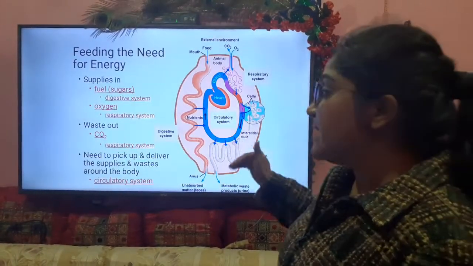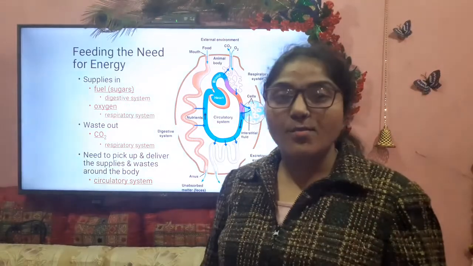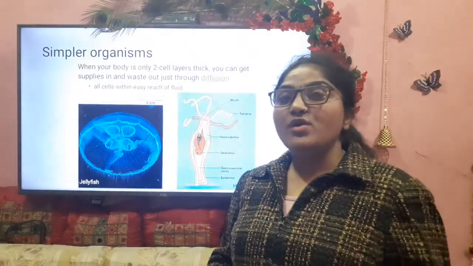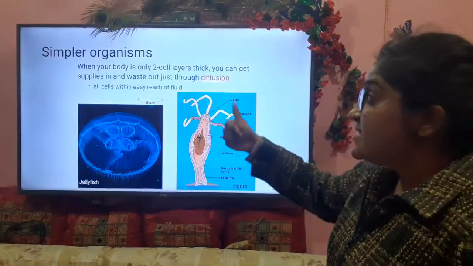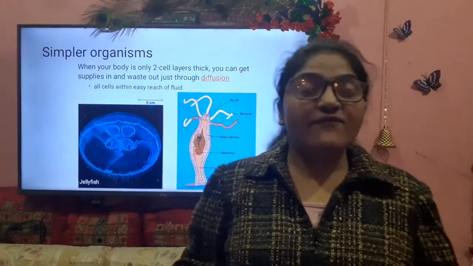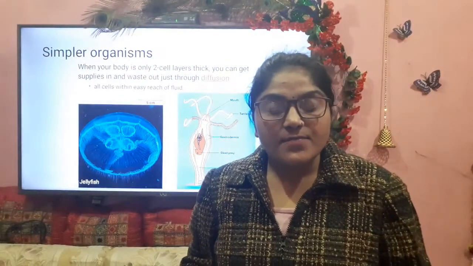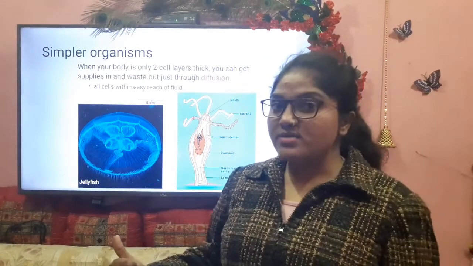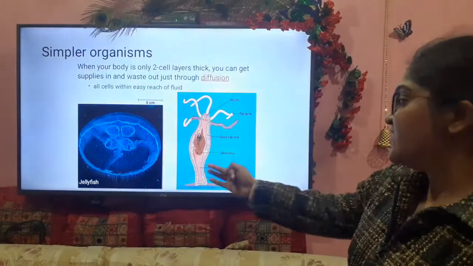The system that picks up and delivers supplies and waste around the body is known as the circulatory system. Simple or low-level organisms take supplies in and send waste out just through diffusion, a process in which substances flow from high concentration to low concentration. The best examples are jellyfish and hydra.